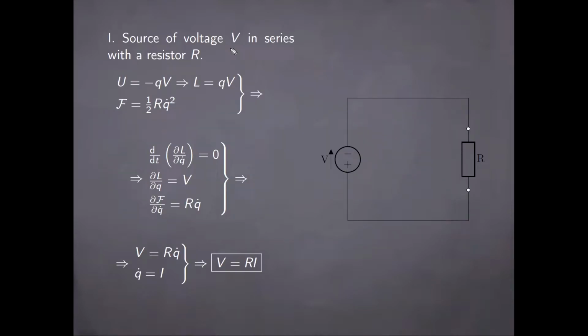The first such application is the simple case of a source of voltage V in series with a resistor R. In this case, the potential energy provided by the voltage source is just minus the charge times the voltage, and as such, the Lagrangian of this particular circuit is simply the charge times the voltage. And to it, we must add a dissipation function describing the resistor, which is simply 1 over 2 times R, the resistance times the square of the current flowing through the resistor.